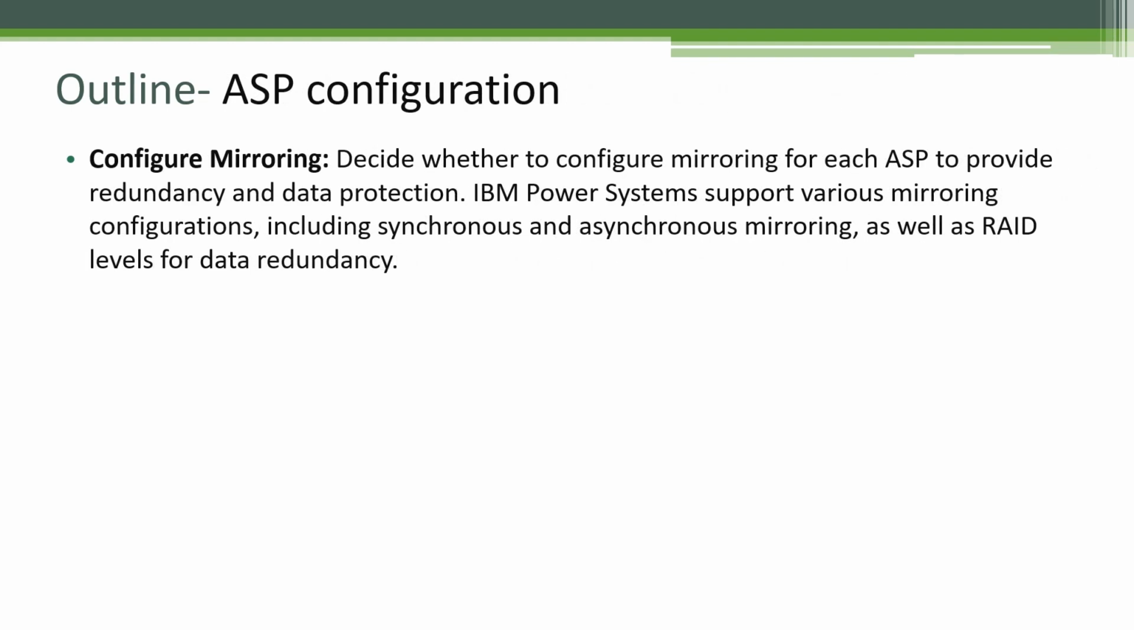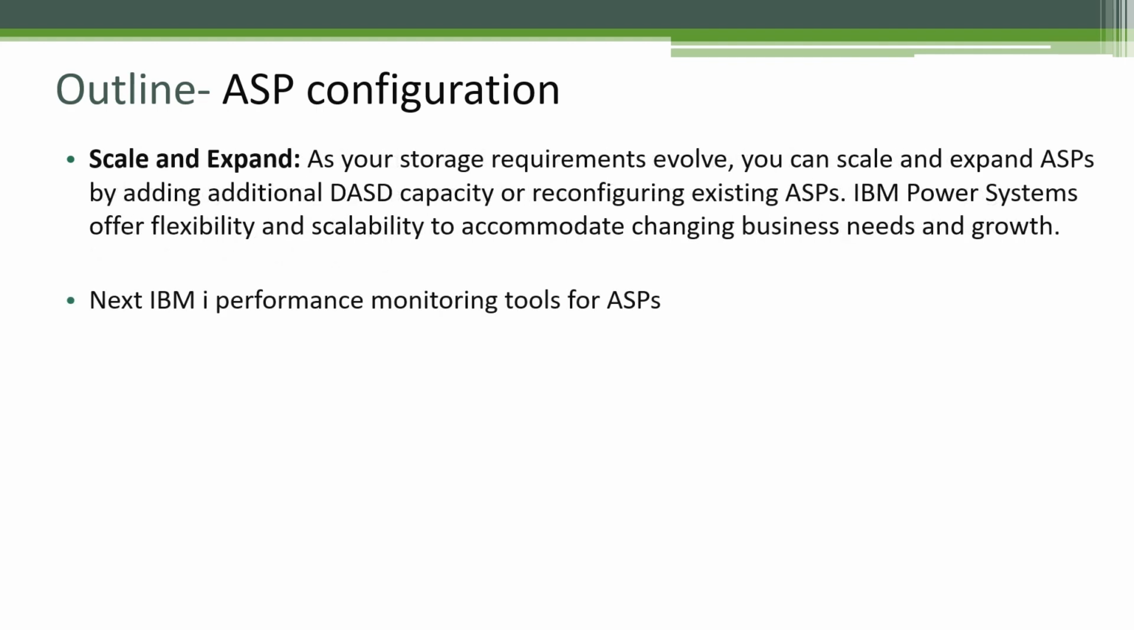Backup configuration. It's important to regularly back up the configuration of your ASPs, including mirroring settings, to ensure data integrity and disaster recovery preparedness. Configure mirroring. Decide whether to configure mirroring for each ASP to provide redundancy and data protection. Scale and expand. You can scale and expand ASPs by adding additional DASD capacity or reconfiguring existing ASPs.